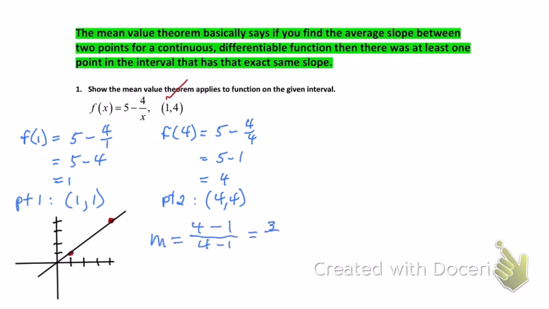I do the old formula, y2 minus y1 over x2 minus x1. And like the man said, the slope's 1. So what's the mean value theorem telling us? Is this differentiable on that interval? Yeah, because x is not 0 on that interval. It starts at 1 and goes to 4. So it's differentiable. Is it continuous?